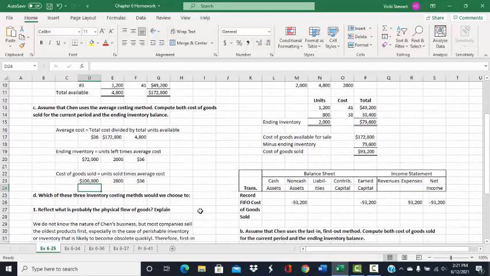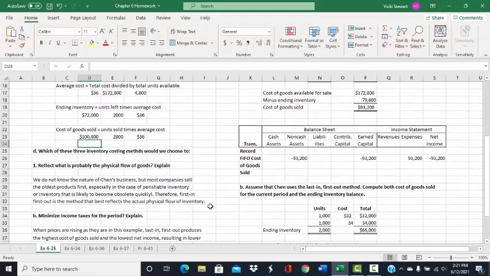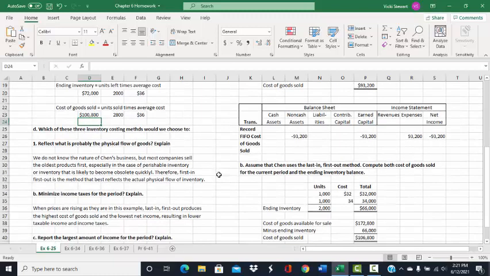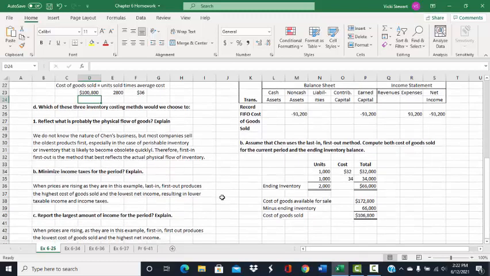The D portion of the problem asks us which of these three inventory costing methods would we choose to best reflect what is probably the physical flow of the goods. We do not know exactly what the business was that Chen has, but most companies do sell their oldest products first, especially if they sell items that are perishable or inventory that is likely to become obsolete quickly. Therefore, the first in, first out method does reflect the actual flow of inventory for most businesses.